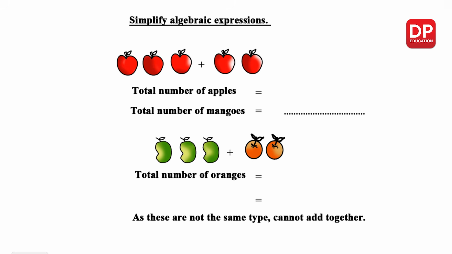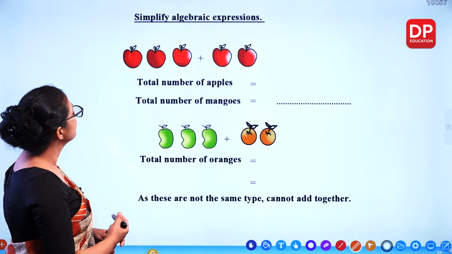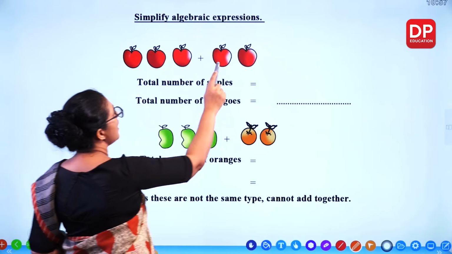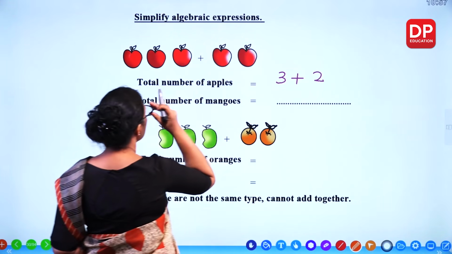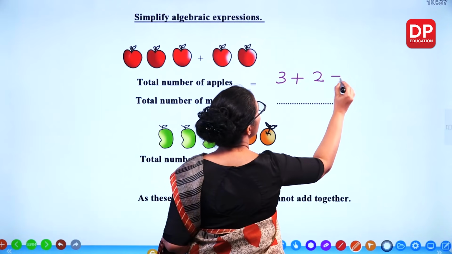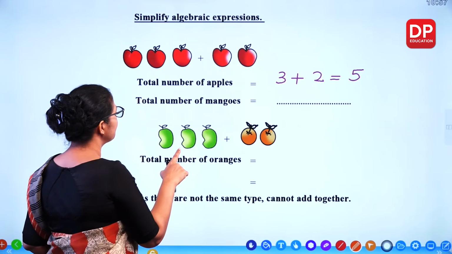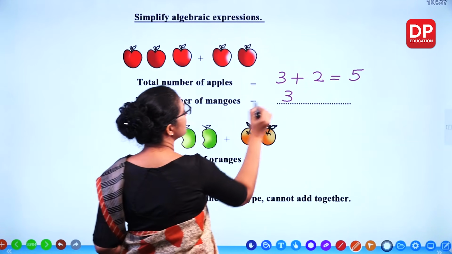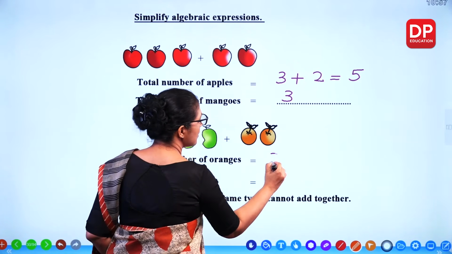Now we'll see how we can simplify algebraic expressions. Here, total number of apples. We can write here 3 and 2, 3 plus 2. You get 5. Total number of mangoes, here, 3. Total number of oranges, that's 2.